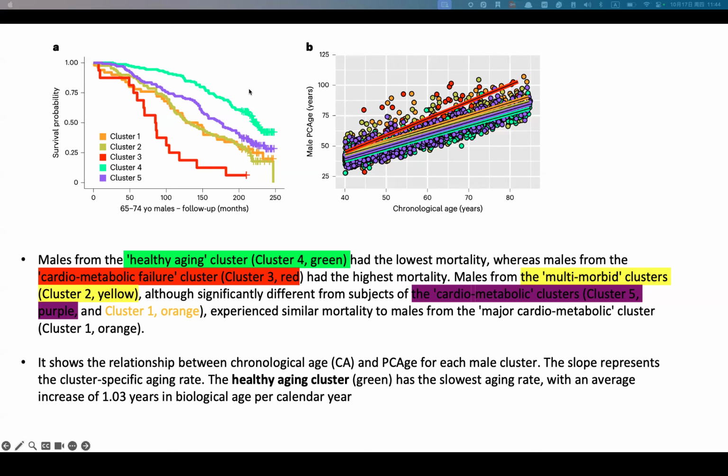And figure B shows the relationship between CA and PCH for each cluster. The slope represents the cluster-specific aging rate. The healthy aging cluster, which is the green one, has the slowest aging rate, with an average increase of 1.03 years in biological age per year. And these 2 figures show the same thing. Yes, the healthy aging cluster has a high survival probability.